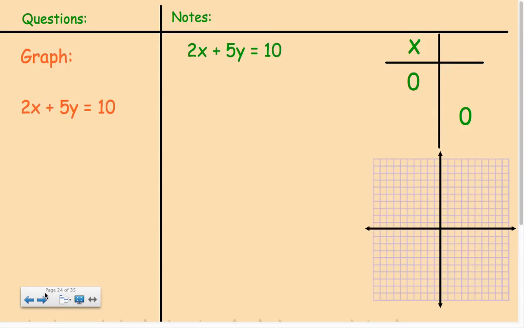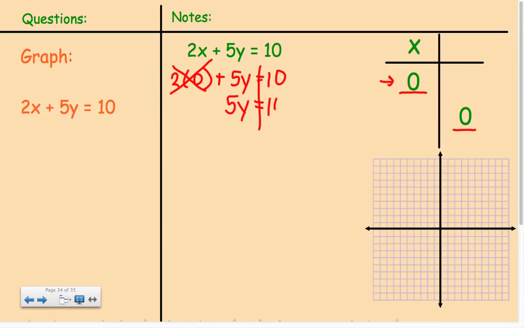Let's try that process again. Now we have a new equation, 2x plus 5y equals 10. Again, we have this table with the zeros, because remember, if a line crosses the axes, 0 is going to be in the coordinate, either for the x or the y. Let's take the 0 and plug it in for x. 2 times 0 plus 5y equals 10. 2 times 0 is 0, so I'll x that out. Draw my train tracks, bring down the 5y equals 10. Break up my couple. I'm left with y equals 2. Put that over here. That's going to be one of my intercepts.